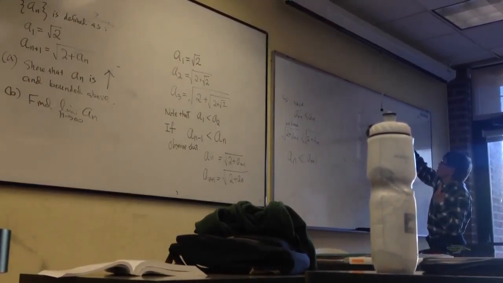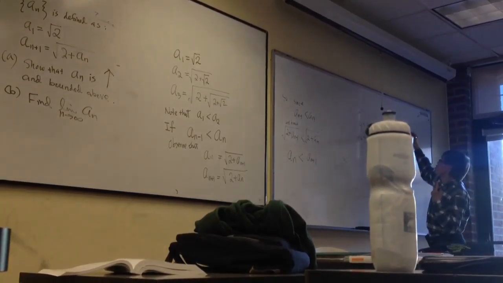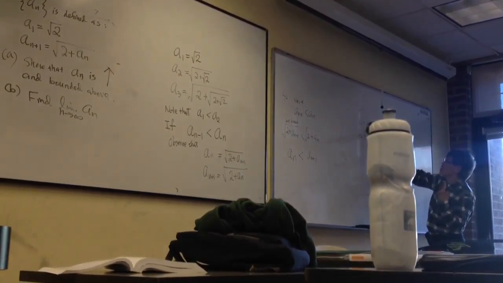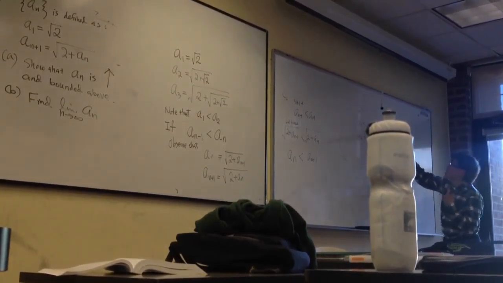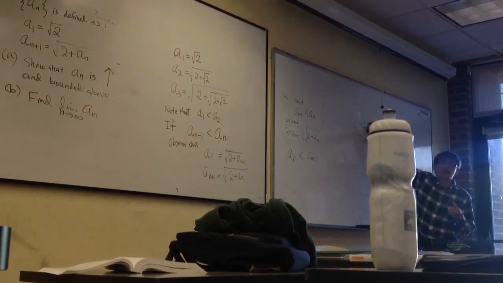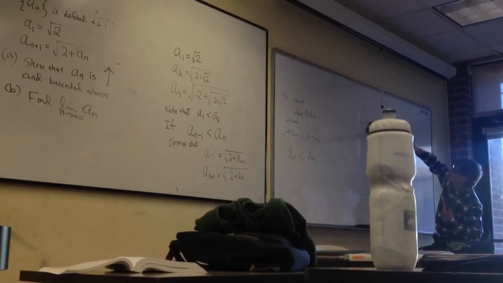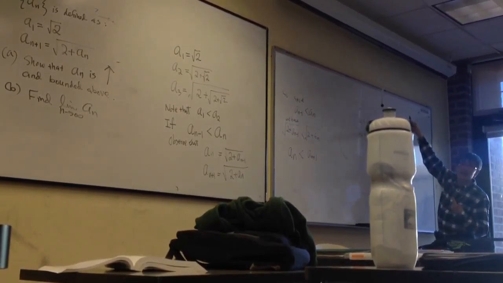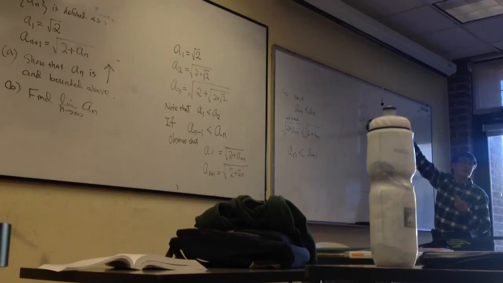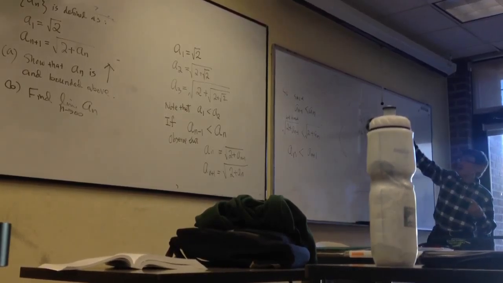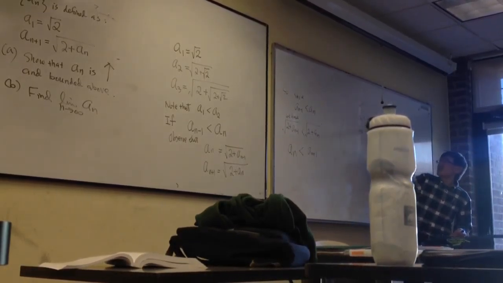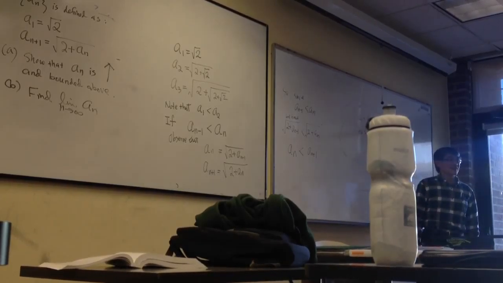what is A2 anyway? A2 is square root 2 plus A1. And what is A3 anyway? A3 is square root 2 plus A2. But didn't you say that A2 is greater than A1? And therefore this piece is greater than that. That exactly says that A3 is greater than A2. And therefore, indeed, this one is greater than that.